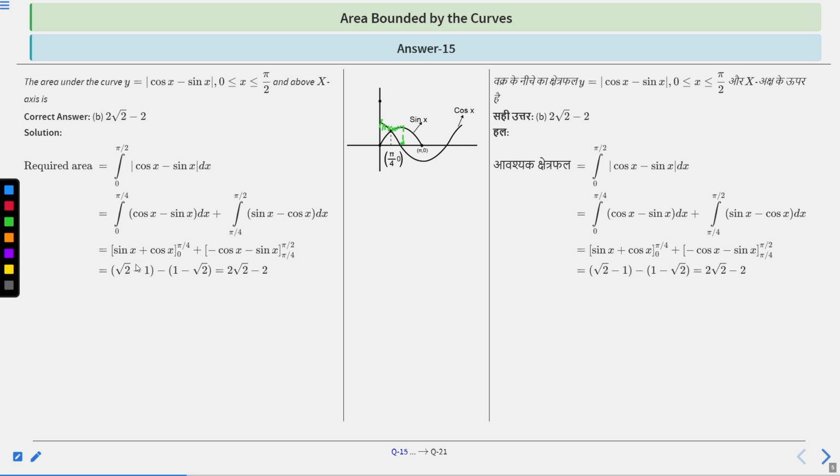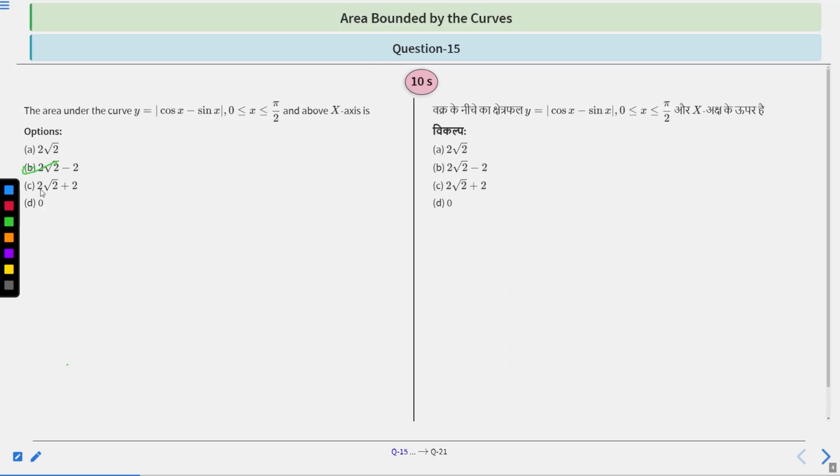After integrating, the integration of cos x minus sin x will be sin x plus cos x, and the interval is from 0 to pi by 4. And the integration of sin x minus cos x will be minus cos x minus sin x, and the limit is from pi by 4 to pi by 2. When we put the limits, we get the value root 2 minus 1 plus 1 minus root 2 terms, which after simplification gives 2 root 2 minus 2. Option B is the right choice, 2 root 2 minus 2. Got it? So let's move to the next question.